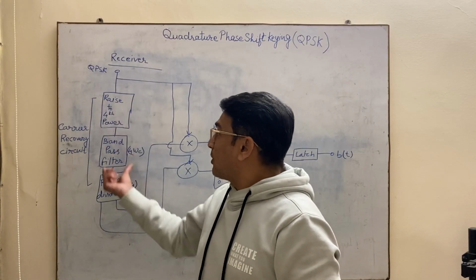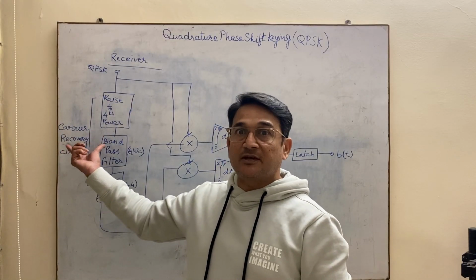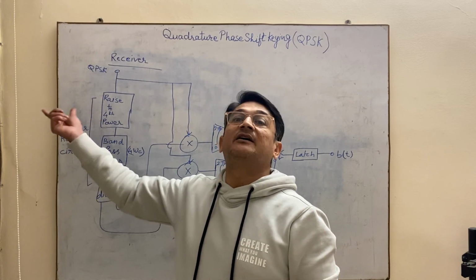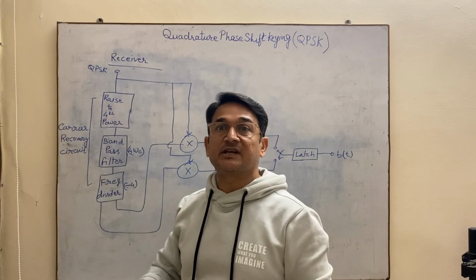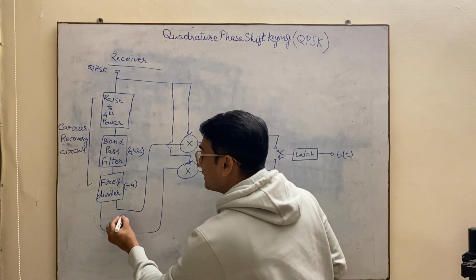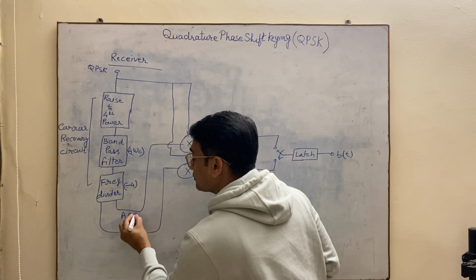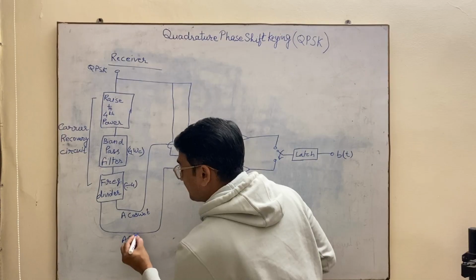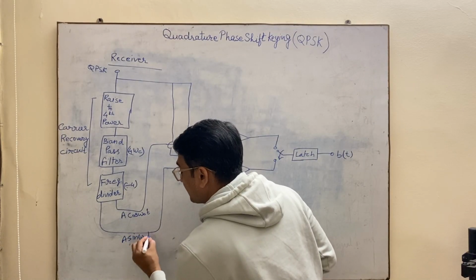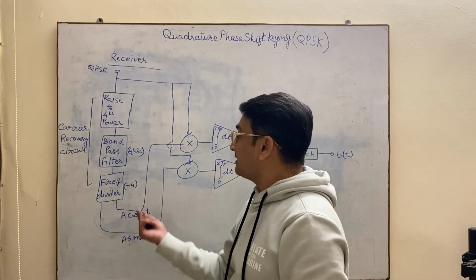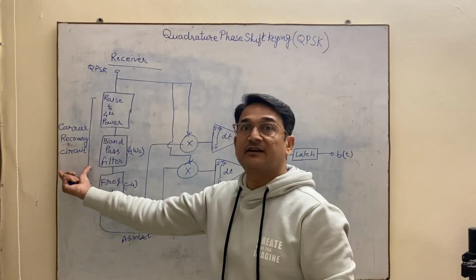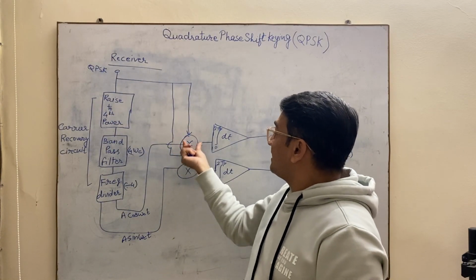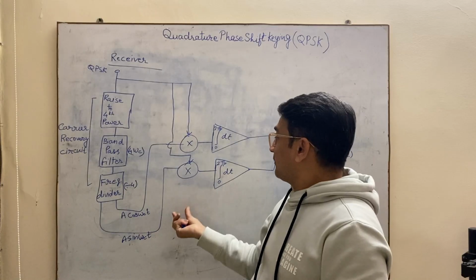So these three blocks, the same as in BPSK, are known as the carrier recovery circuit because we are recovering the carrier from these three blocks. So what are the carriers which you are recovering? A cos omega ct as well as A sin omega ct. So basically cos omega ct and sin omega ct, both carriers are recovered with the help of this carrier recovery circuit, and then this QPSK signal is again given to this multiplier.